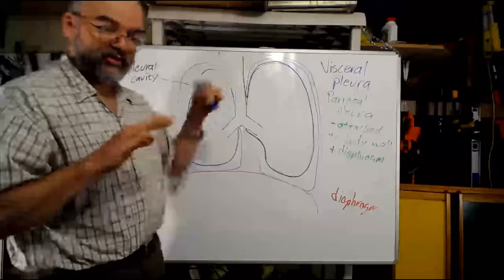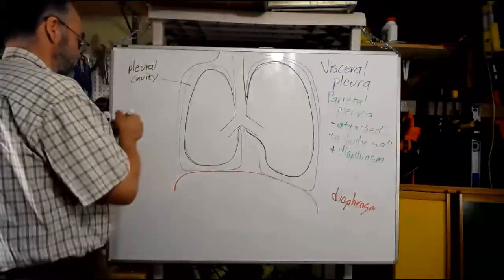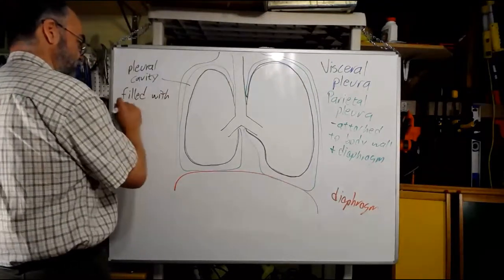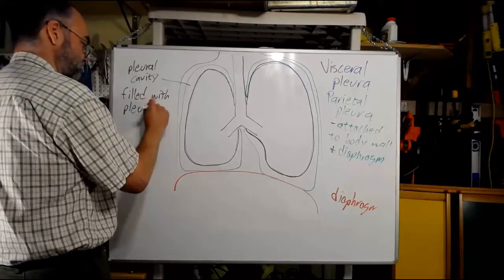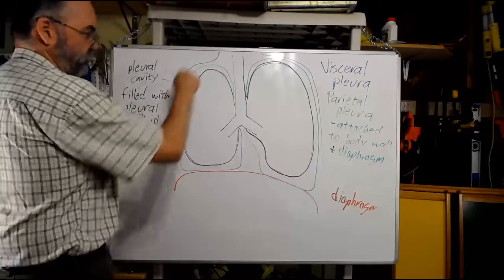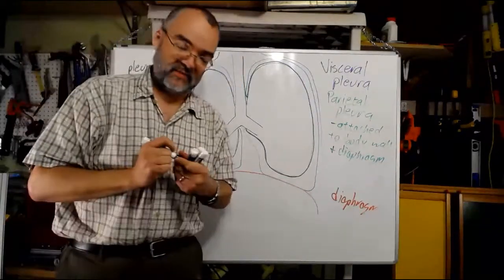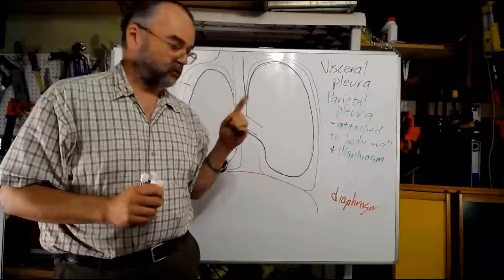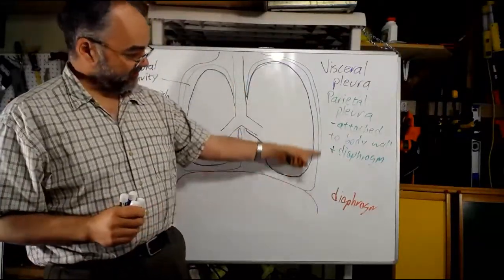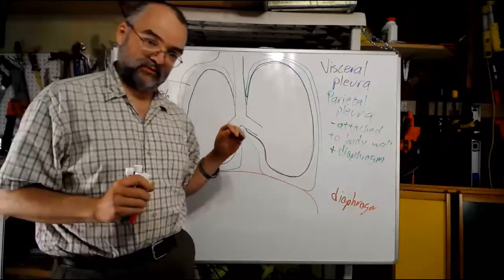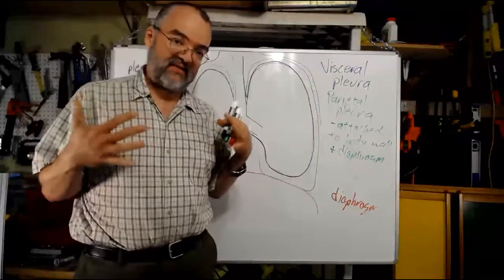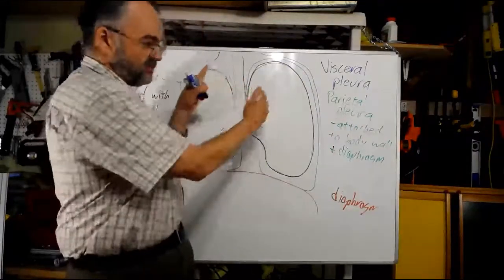So that's a thin, slippery pleural fluid. This is filled with pleural fluid that's secreted by the pleura into that membrane space. And that's all that's in there, just that pleural fluid. It's a sealed cavity. Notice there's no way in or out of the pleural cavity. Sealed cavity. That means that within that cavity, the lungs are free to slide around a bit.